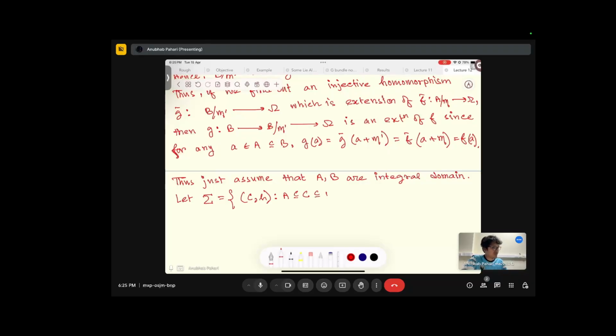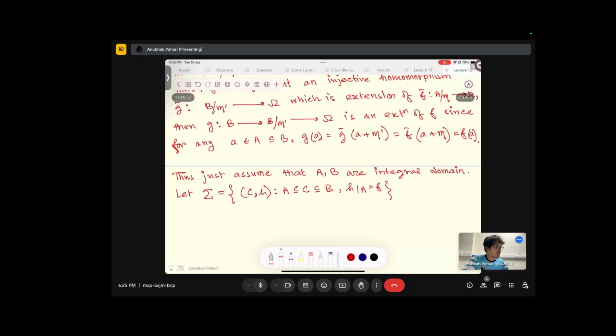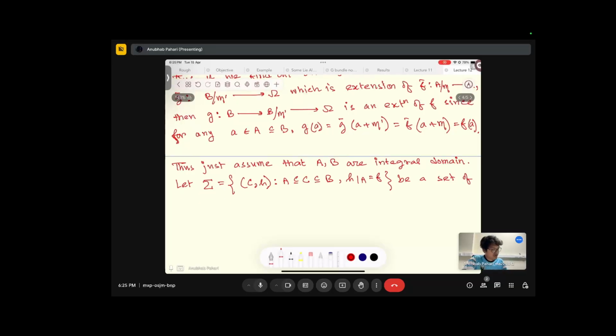to be H by A, if, be a set of all pairs of integral domains C and an extension of F over C.